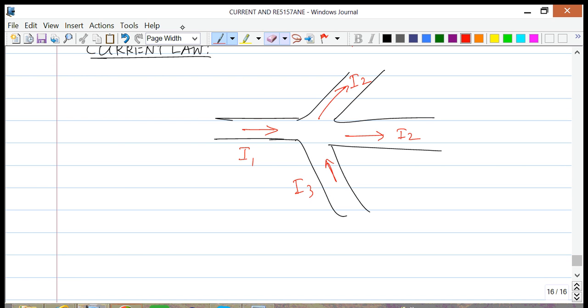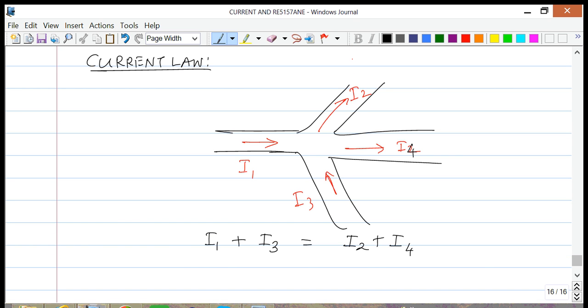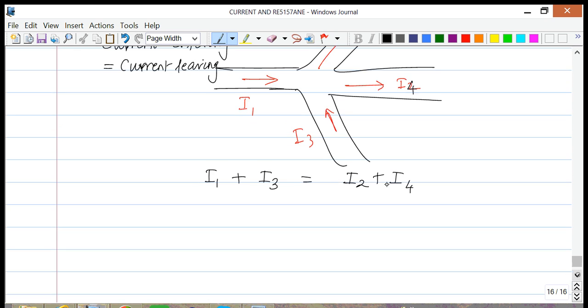So if you look at this node here, this junction between these four wires, we have I1 and I3 that are entering. So I1 plus I3 is equal to I2 plus, oh actually I meant to call this I4, plus I4. So what it says is the current entering any node is equal to the current leaving the node. Whatever enters the node must leave the node. So that's it. It's a simple law, no problem at all. Alright, so this is the first law.